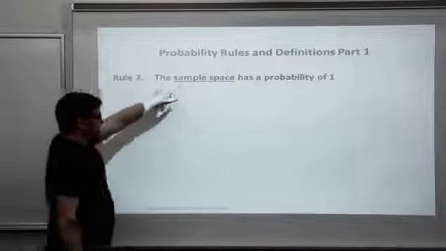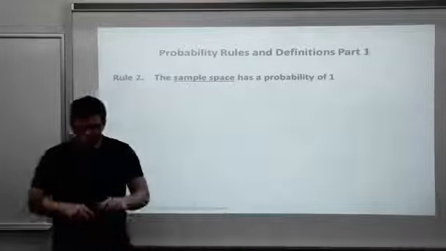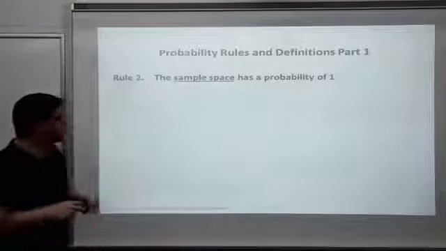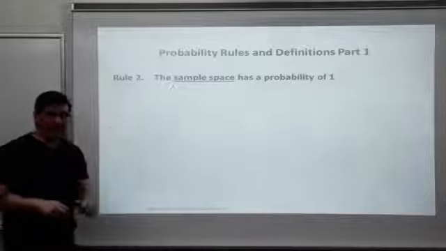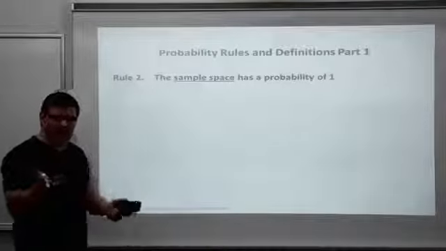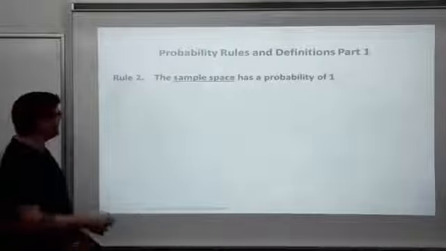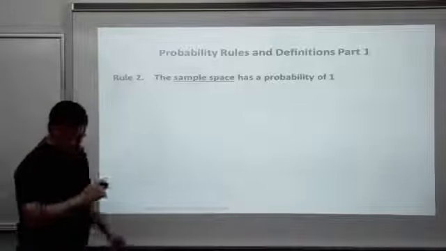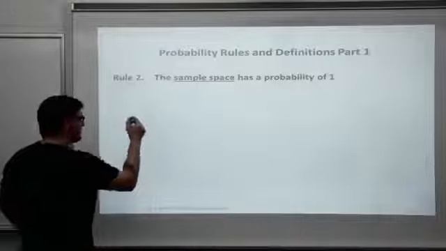Rule 2, sample space has a probability of 1. Just to be clear, what the heck's a sample space? It's the collection of all possible outcomes. Okay, so how can I write this rule? Let me see what I said in the notes here. Oh, of course.